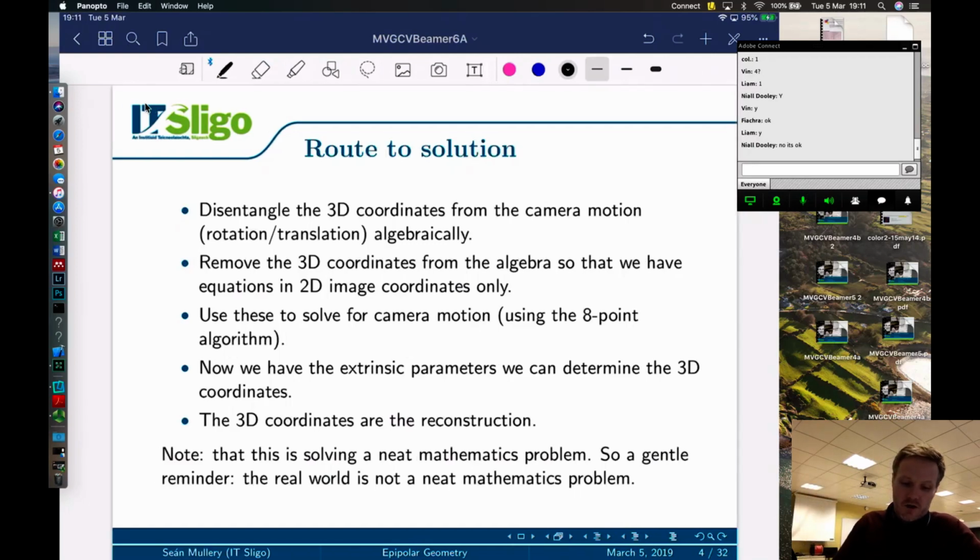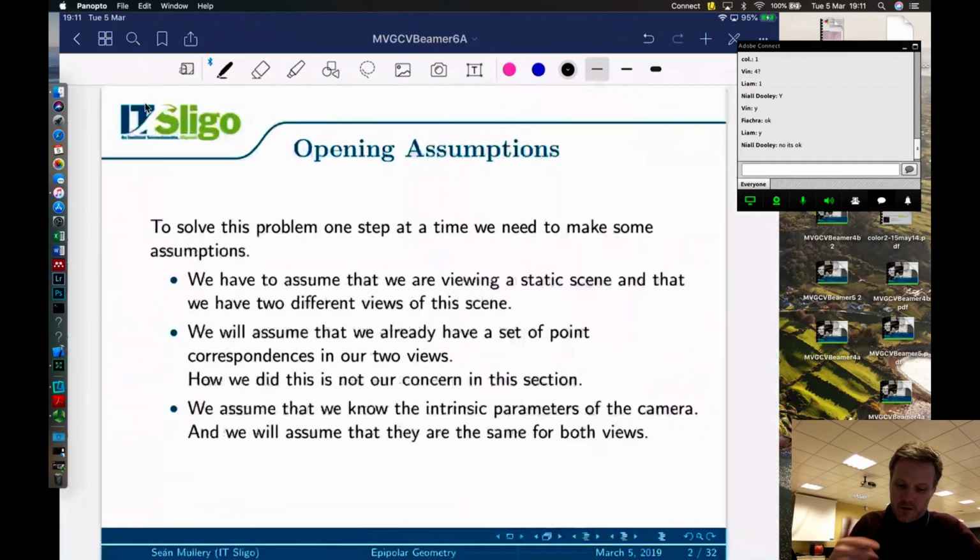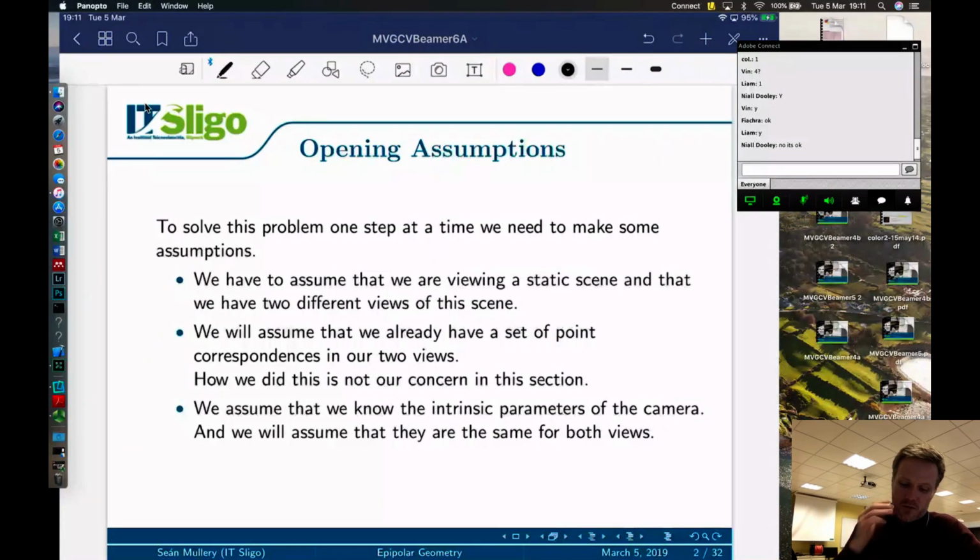Okay. And just to remind you of some of the assumptions, for anybody who was maybe late in: we were assuming tonight that we're viewing a static scene. So nothing in the scene is moving in this assumption, okay? So we're viewing a static scene and we have two different views of the scene.